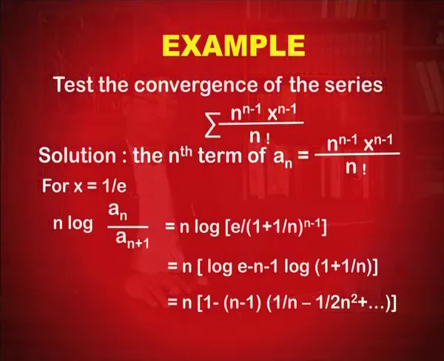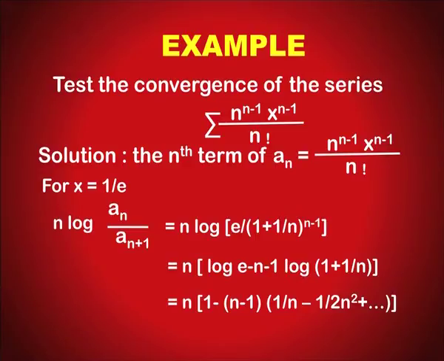The example to explain the logarithmic test: test the convergence of the series sigma n to the power (n minus 1) into x to the power n, upon factorial n. Solution: the nth term of the series is a_n equal to n to the power (n minus 1) x to the power n upon factorial n. Now, we will test the series by taking x equal to 1 upon e.